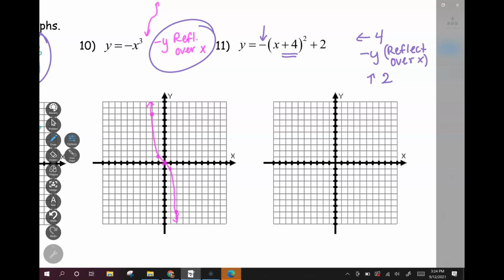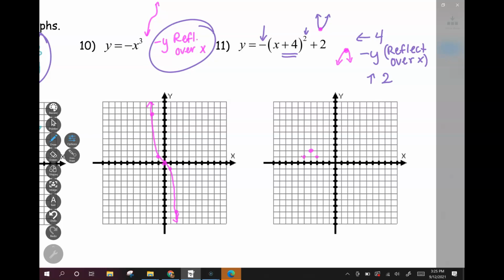Okay, so let's do that. This is the quadratic function, so that's going to be your parabola. Okay, so we're going left 4. We're reflecting over x, which just means your parabola is actually going to go upside down. And then we're going to shift up 2. Okay, so there's my vertex, which is just the point right here, that turning point on your parabola.